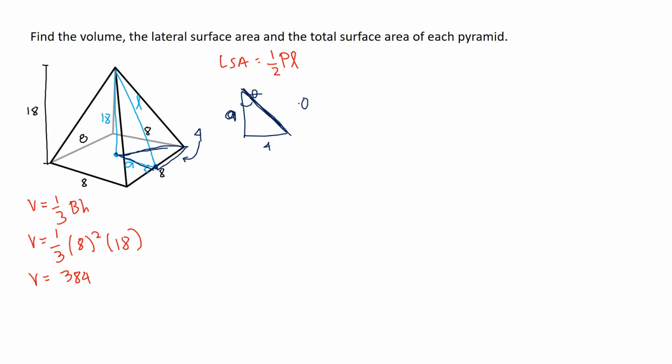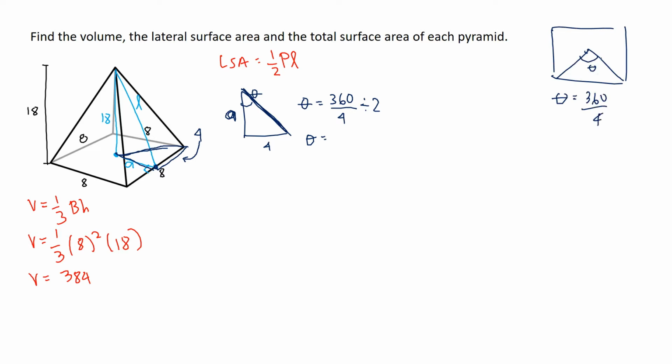To solve that angle, just get the central angle. That is 360 divided by the number of sides. It has four sides, since it's a square. Then divide that by 2. You know how to divide by 2, right? So that is 360 divided by 4 to get this central angle.